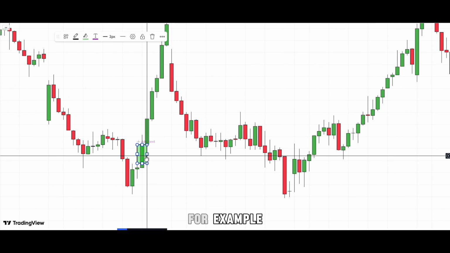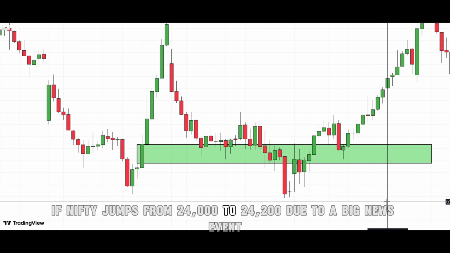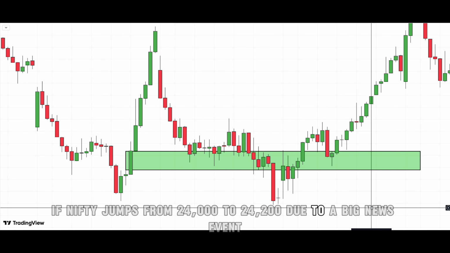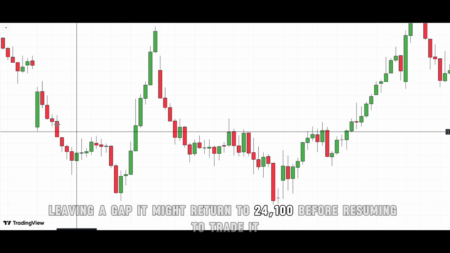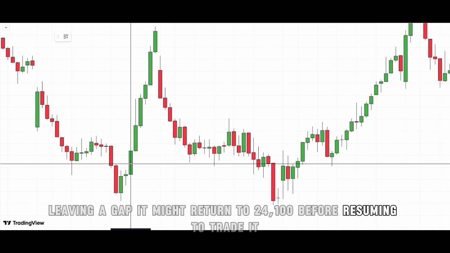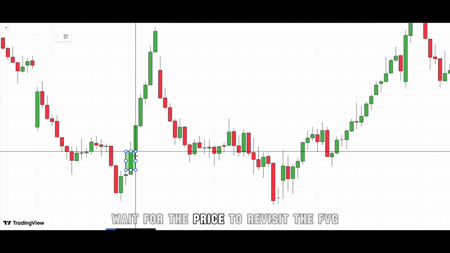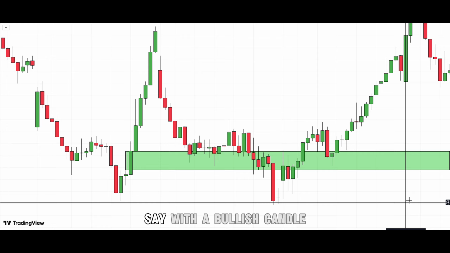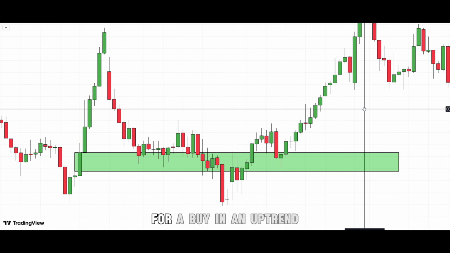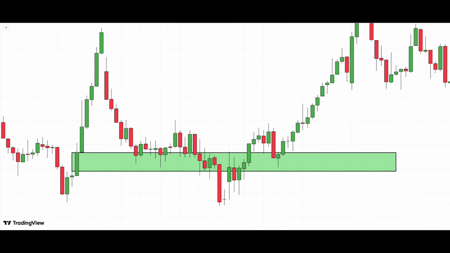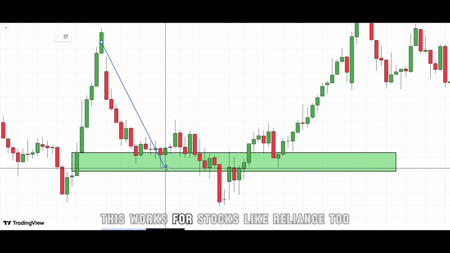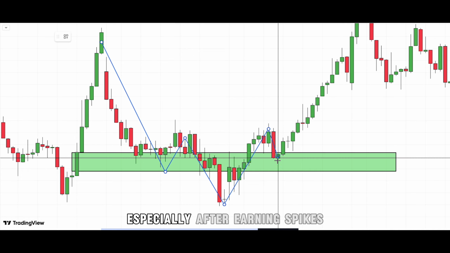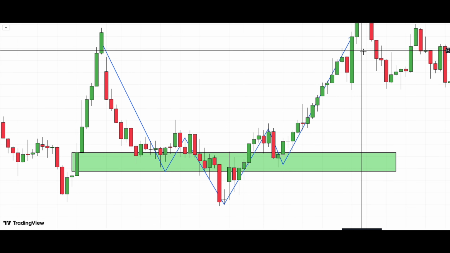For example, if Nifty jumps from 24,000 to 24,200 due to a big news event, leaving a gap, it might return to 24,100 before resuming. To trade it, wait for the price to revisit the FVG, say, with a bullish candle for a buy in an uptrend. Confirm with volume or a support level nearby. This works for stocks like Reliance, too, especially after earnings spikes.